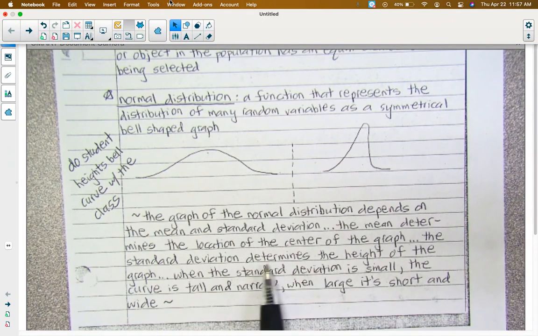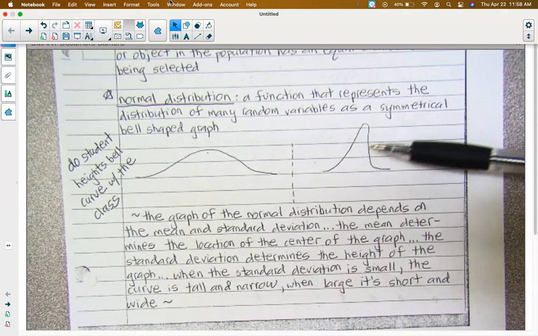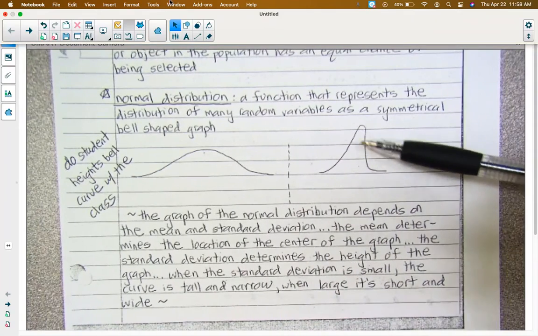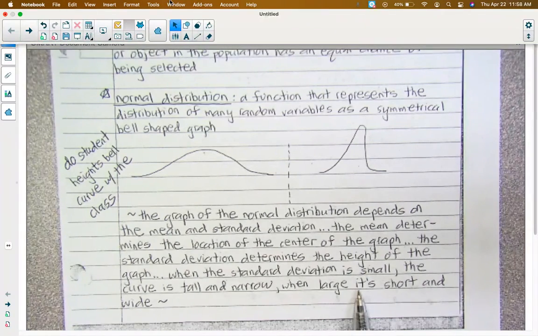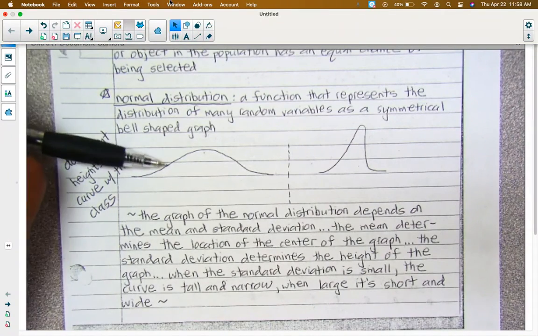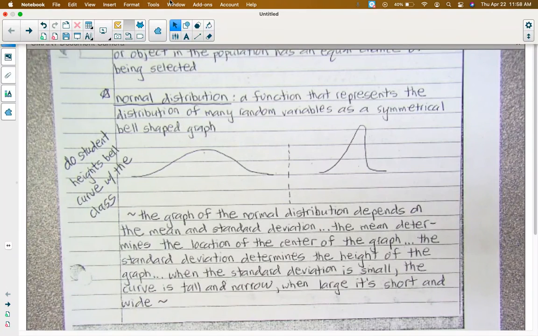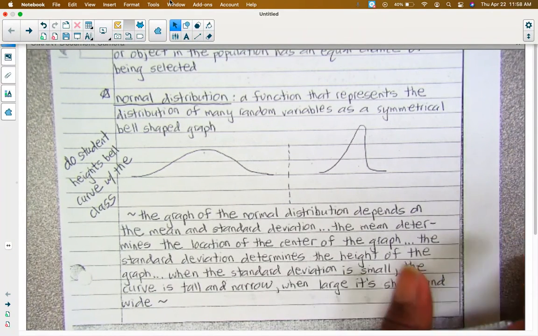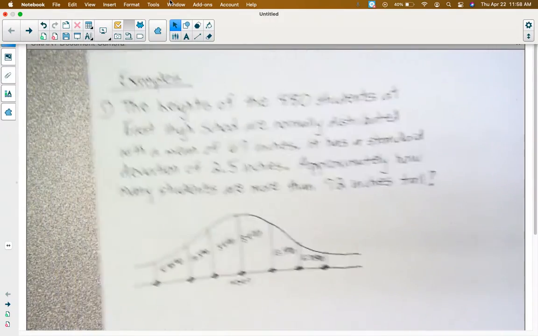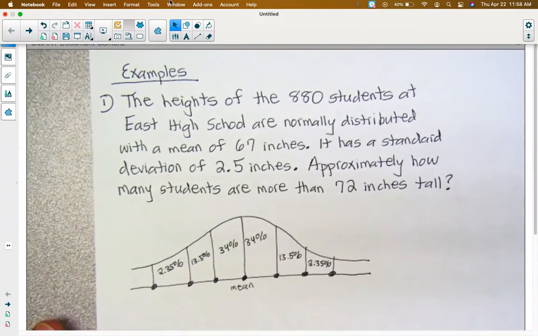The standard deviation determines the height of the graph. Standard deviation is how far you stray away from the data. When the standard deviation is small, the curve is tall and narrow, like the one over here on the right side. That means that most of your data is close together. When your standard deviation is large, it's going to be short and wide, like this one over here. That means most of your data is spread out and is far apart. So we're going to go through and do some examples dealing with bell curve and normal distribution.